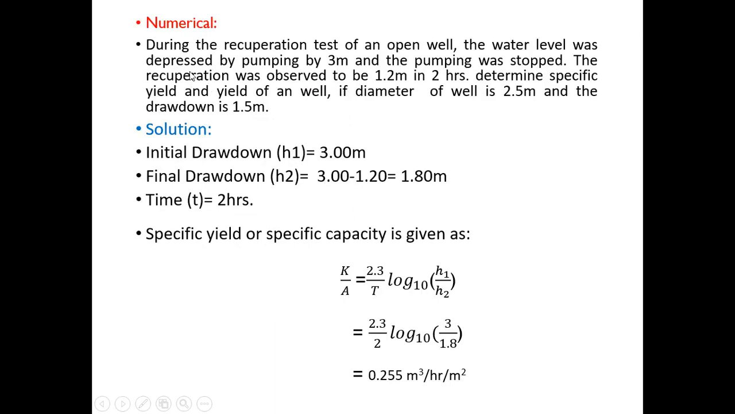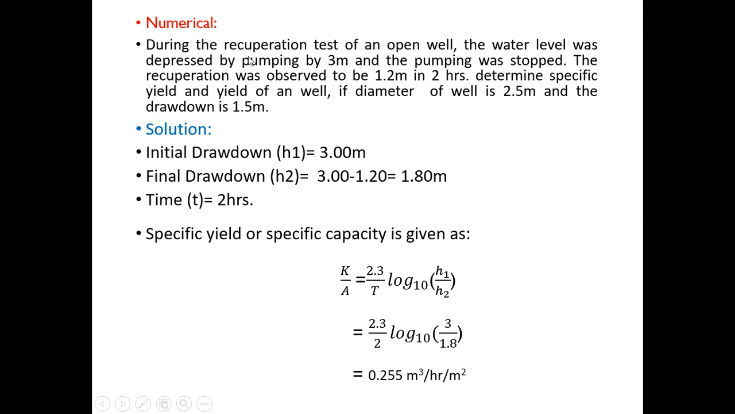Now next numerical. During the recuperation test of an open well, the water level was depressed by pumping by 3 meter and the pumping was stopped. The recuperation was observed to be 1.2 meter in 2 hours. Determine specific yield and yield of a well if the diameter of the well is 2.5 meter and the drawdown is 1.5 meter. Now this numerical is based on a recuperation test.